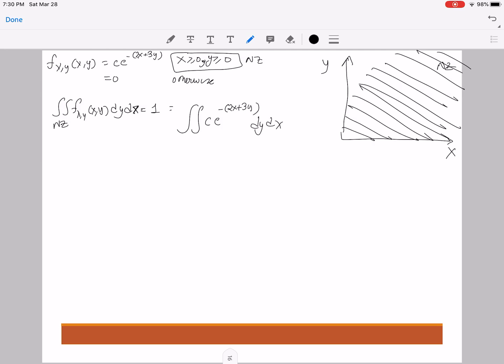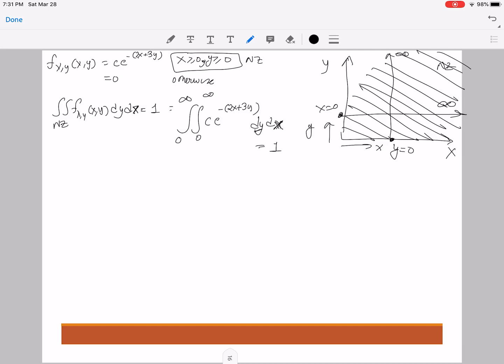Now I need to find the limits of integration. So first I need to find the limits for the inner integral with respect to y. Here's how I can do it. For any value of x, y varies from 0 all the way to infinity. So that's the limit of the inner integral, from 0 to infinity. Similarly, for integration with respect to x, for any value of y, x varies from 0 all the way to infinity in this region. So the limits of the outer integral will also be from 0 to infinity. This gives you a value equal to 1.